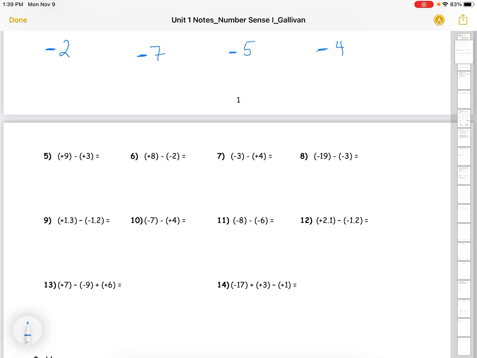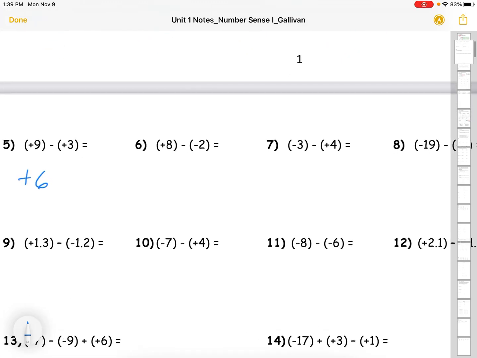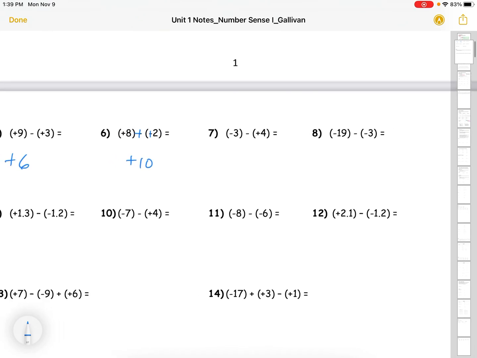So we have a positive 9 minus a positive 3. Well, that's just 9 minus 3. So we can do that, and that's going to be positive 6. Here, however, we have 8 minus negative 2. Remember, we want to change it to plus a positive. So 8 plus 2 equals plus 10.